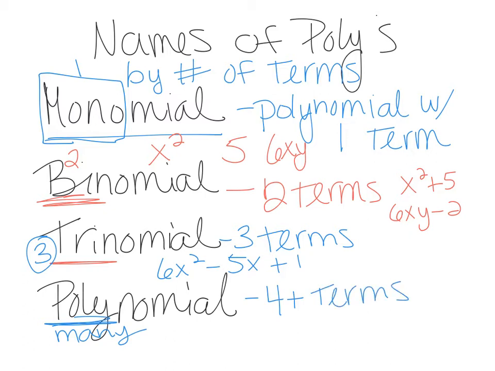And technically, trinomial, binomial, and monomials are also polynomials. They just have more specific names because those are the kind that come up the most often for us. And so 4 plus terms maybe looks like 6x cubed plus 5x squared minus 9x plus 10. All right, so something where you have 4 individual terms.